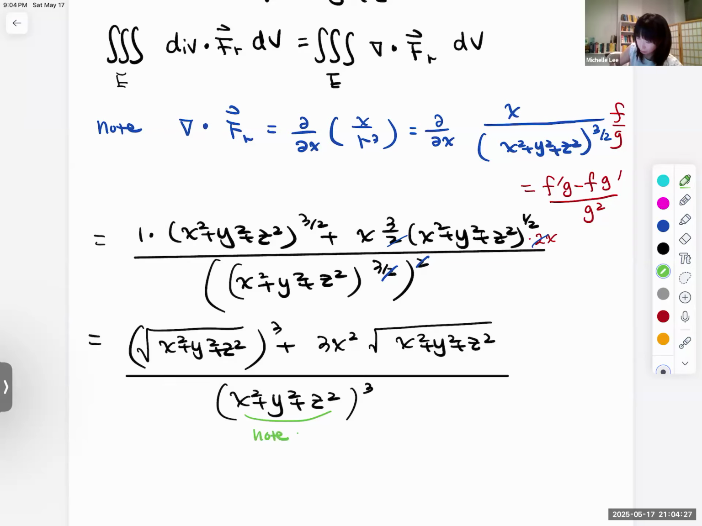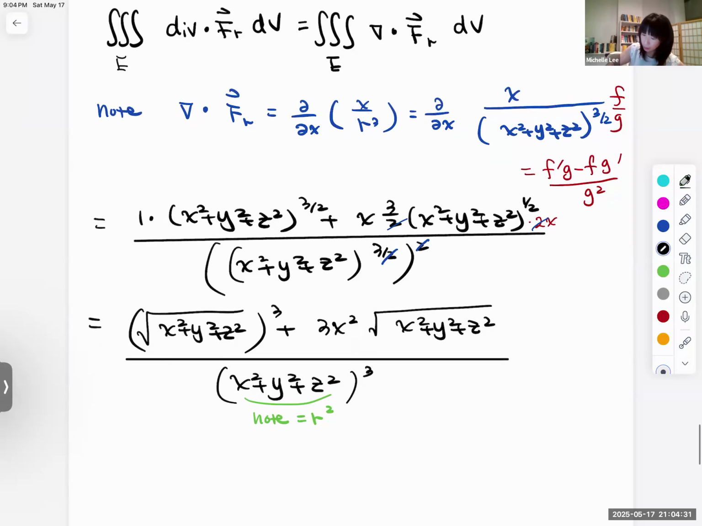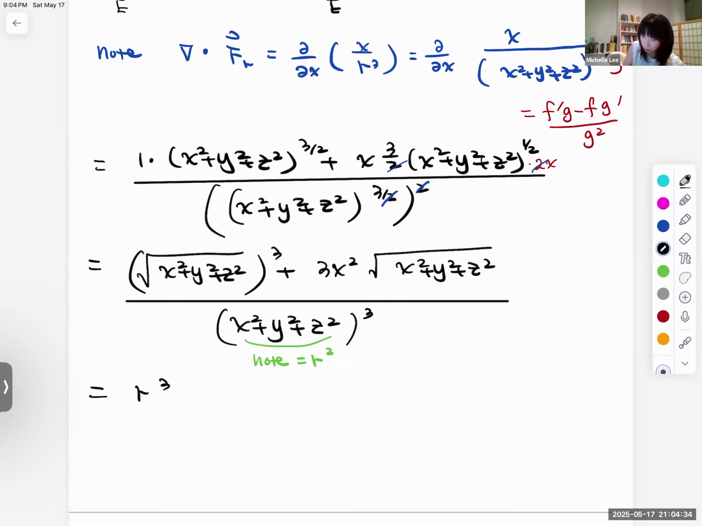Note, this is r to the 2nd power. Okay, so there will be r to the 3rd power, 3x squared r, and over r to the 6th power. Okay. We have r there, so we can simplify. So 1, 1, 1. So we will get r to the 2nd power.